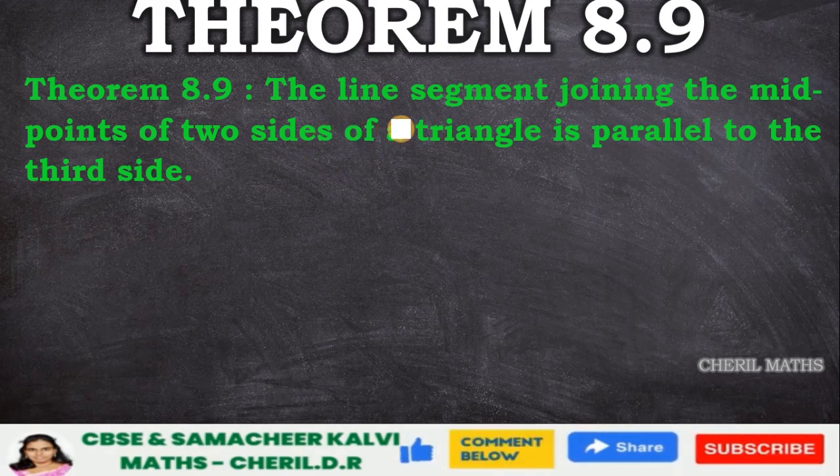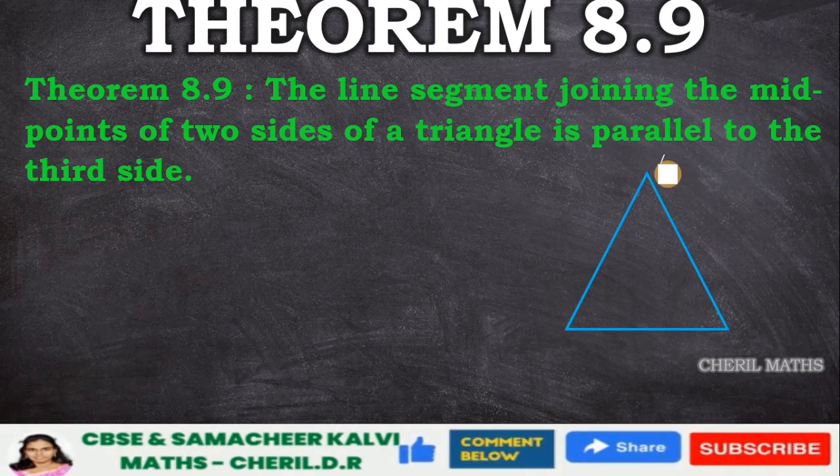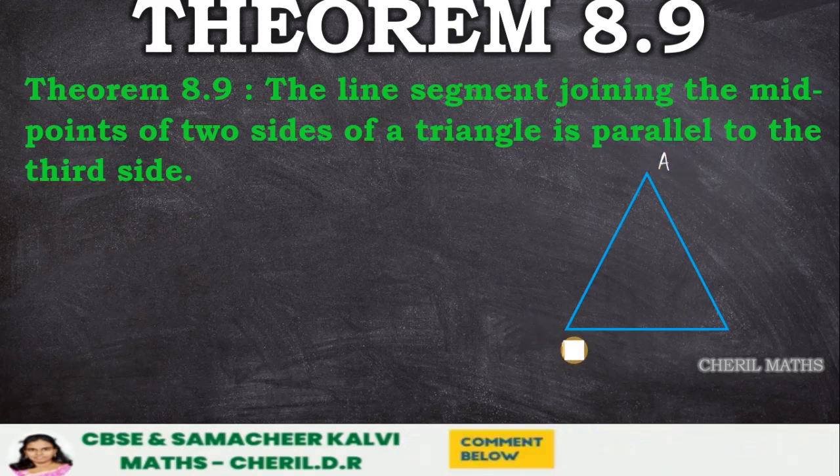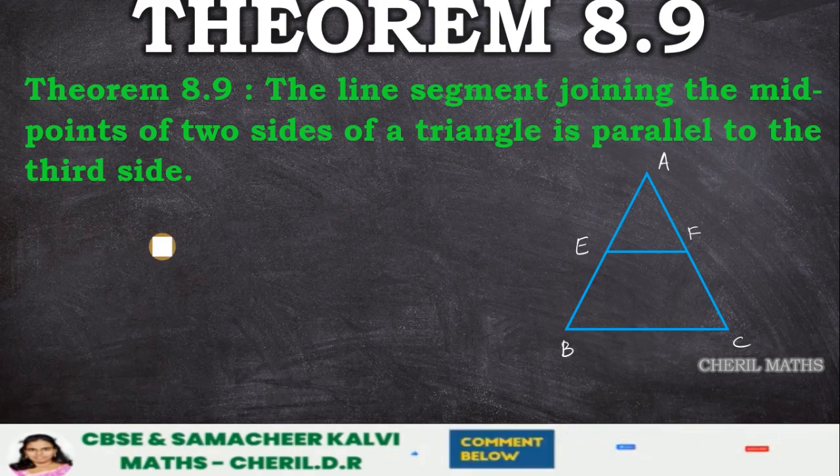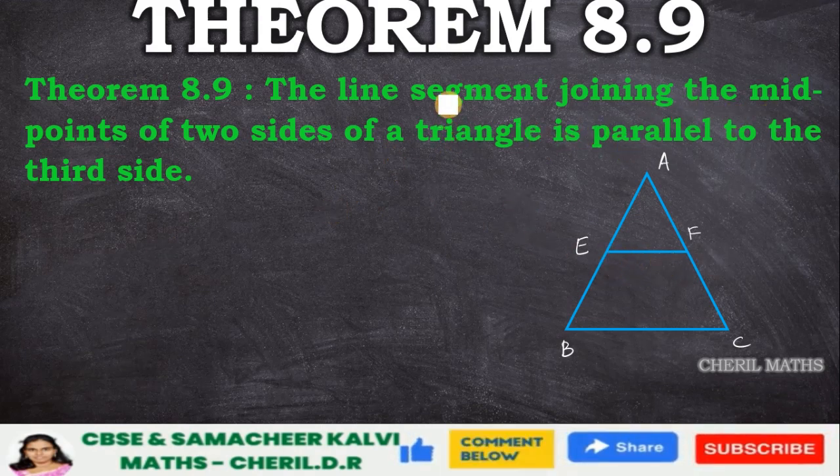The line segment joining the midpoints of two sides of a triangle. So here we are going to consider a triangle ABC. Let me name this triangle A, B and C, and we are going to consider the midpoints of the two sides. So the two sides here are AB and AC, and the midpoints you are going to consider to be points E and F. So the line segment joining the midpoints is your line segment EF.